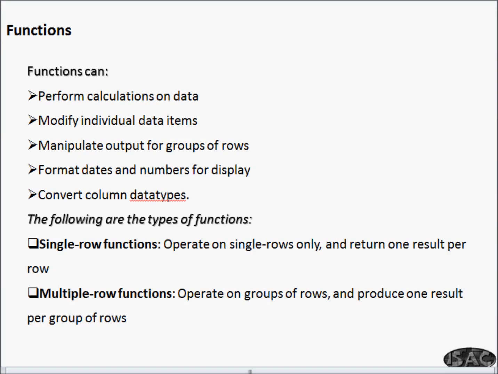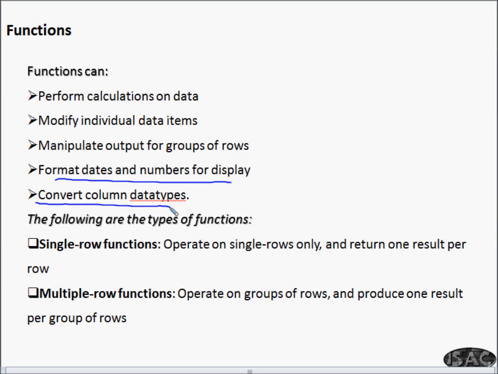Let us understand some concepts regarding functions first. Functions perform calculations on data, modify individual data items, manipulate output for groups of rows, and format dates and numbers for display. Let us say you have some date, the current date, the system date. We want to represent it in different formats, so we have certain functions. They also convert column data types, when I want to change from one data type to another.